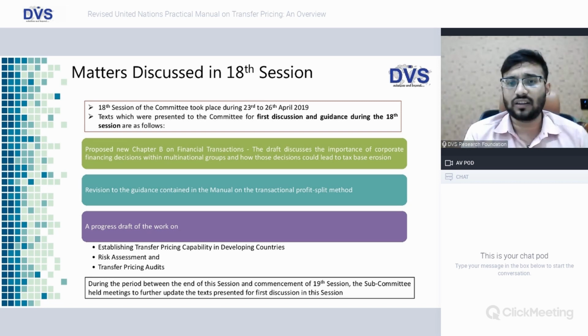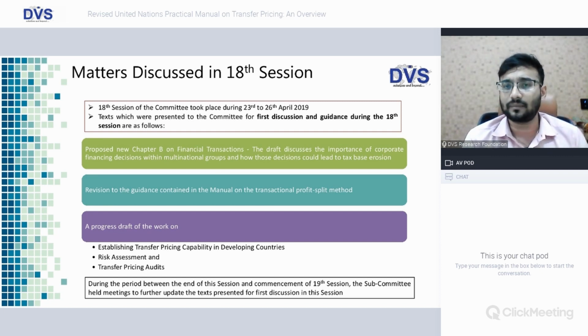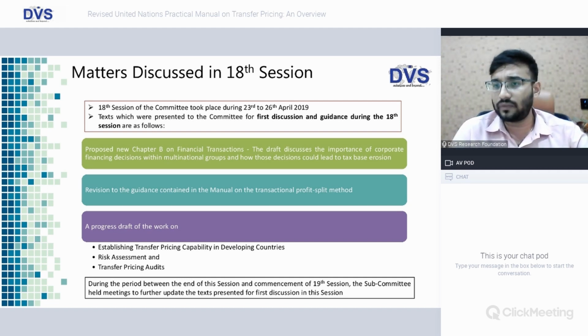Second, revision to the guidance contained in the manual on the transactional profit split method. So some guidance and some issues to be resolved relating to the profit split method. This is again a method out of the 6 methods, one which is used to justify the transfer pricing study. Third, a progress draft on the work on establishing transfer pricing capability in developing countries, risk assessment, and transfer pricing audits. So these were the 3 matters of discussion in the 18th session.